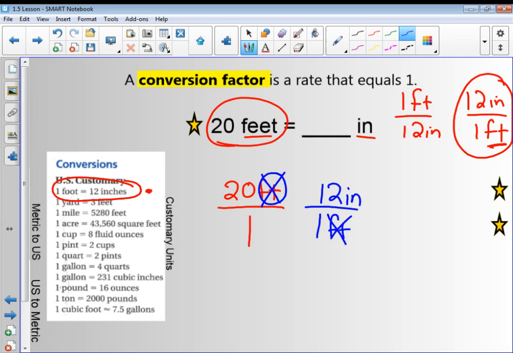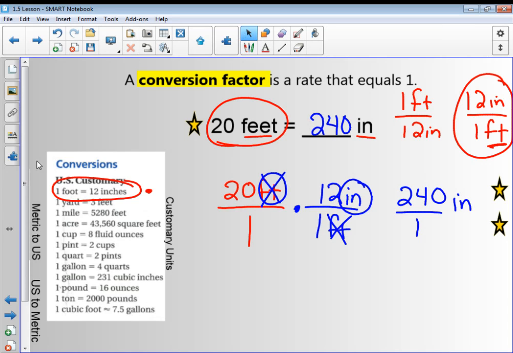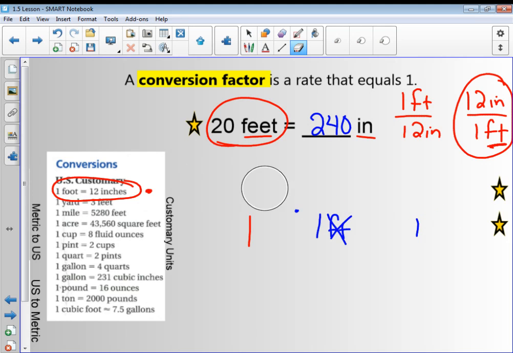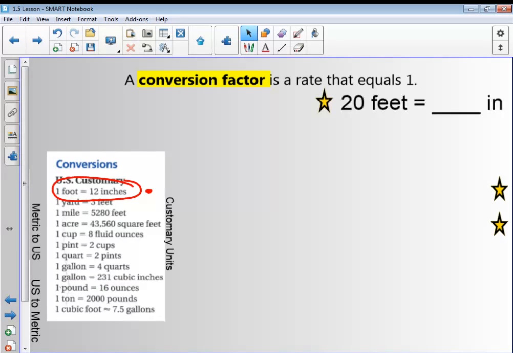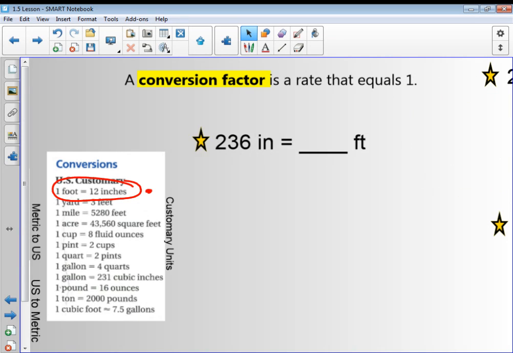I am left with 20 times 12 and 1 times 1. Sorry, I forgot to put my multiplication symbol in there. So 20 times 12 would give me 240 over 1, which would be 240. Label is inches, so here I would put 240. The only label I had left was inches that wasn't crossed out. The key thing is you are setting it up so that you can cross cancel. You're going to use one of those conversion factors, and you want to use the one that has the same unit on the top as on your bottom.